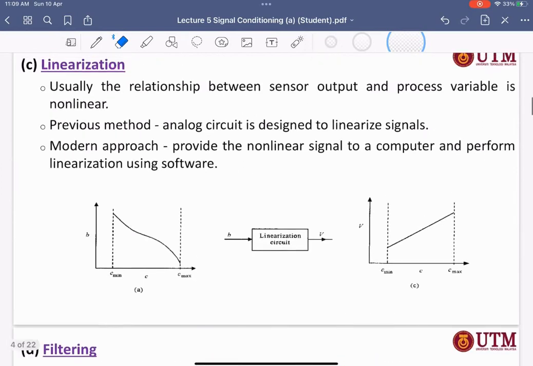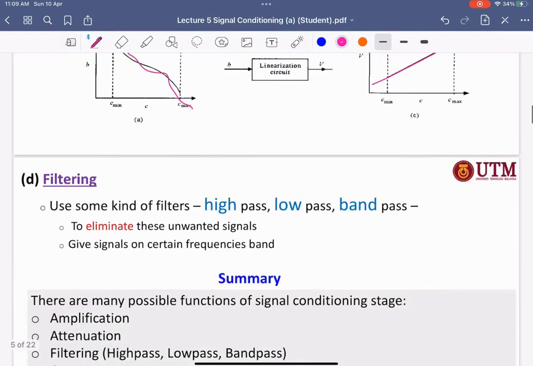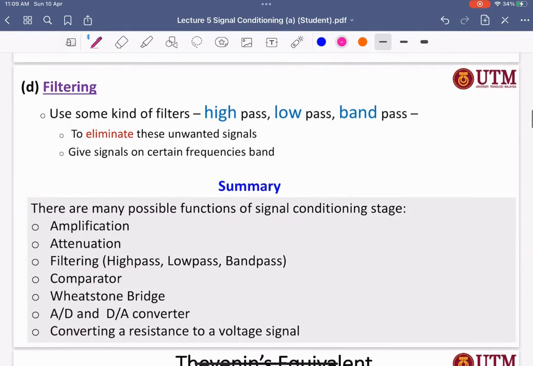Let's move on to linearization. We can also develop a signal conditioning circuit used for linearization of our data. Maybe the data that we got is not linear, so we can make it linear, but the circuit will be quite complex. That's why we normally use software to linearize. And filtering, this is what we will learn in the next topic.